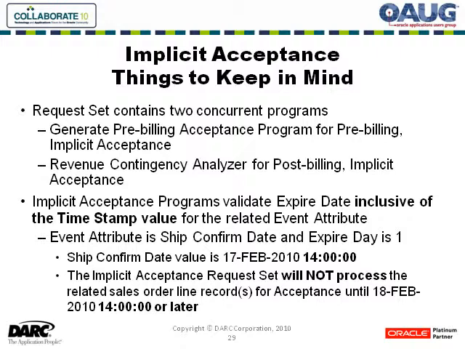The implicit acceptance programs validate against the expiration date respective of the timestamp value. And the reason I'm pointing this out is you have an event attribute of ship confirm. Your expiration date is 1. If I ship confirm on February 17th at 2 p.m. and I have my implicit request set running, my record will not get grabbed as a valid updatable transaction until February 18th at 2 p.m. or later. So the timestamp is part of the validation.